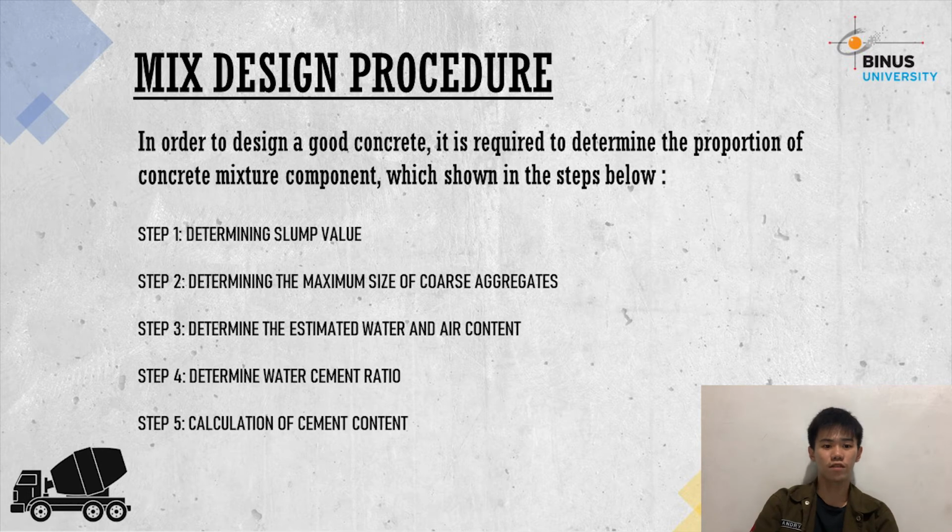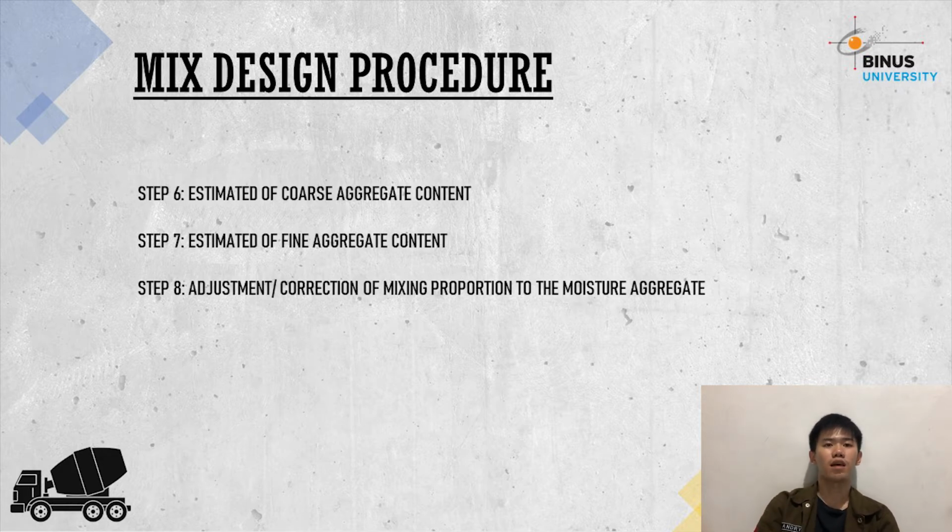So, the procedure of this practicum is shown in 7 steps in the slides. So, the first step is determining the slump value. The second step is determining the maximum size of coarse aggregate. The third step is to determine the estimated water and air content. Step 4 is to determine the water-cement ratio. And the fifth step is calculation of cement content. Sixth step is estimation of coarse aggregate content. The seventh step is estimation of fine aggregate content. And the last step is adjustment or correction of mixing proportion to the moisture of the aggregate.